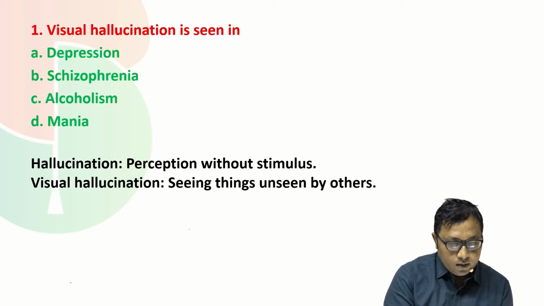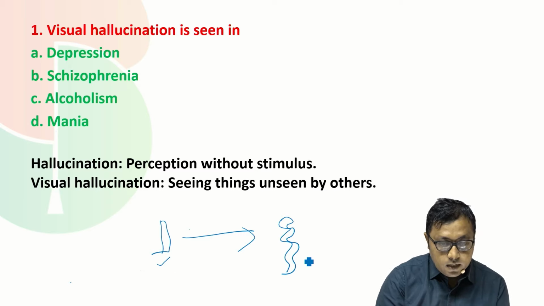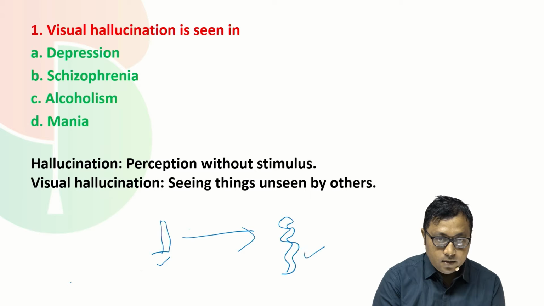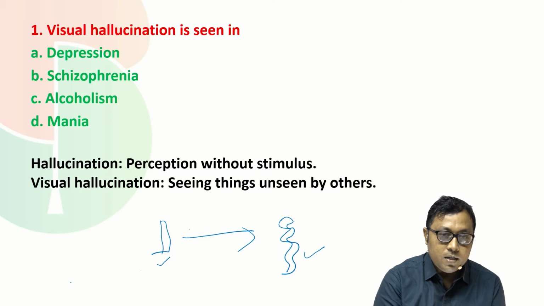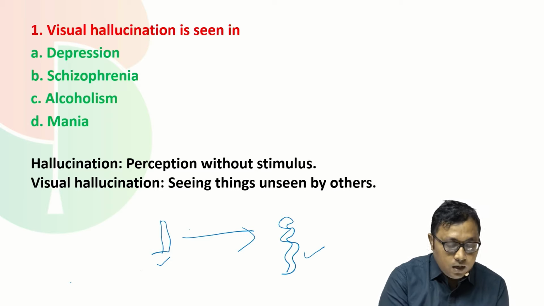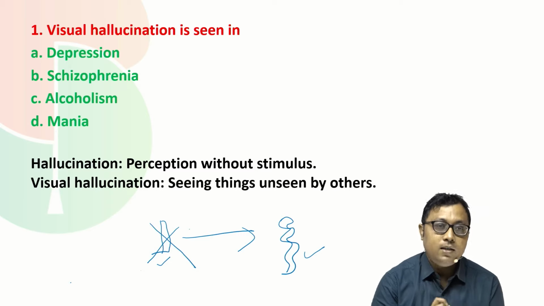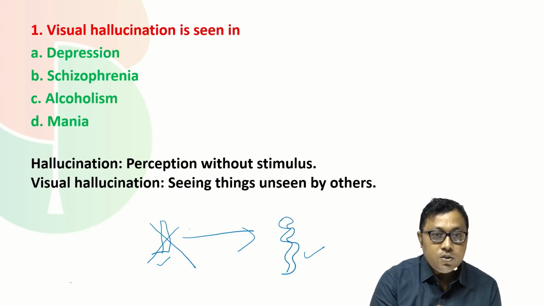So what is perception and what is stimulation? Suppose there is a stick and the person sees it as a snake. Then the stick is stimulus and the snake is perception. So if the person sees the stick as a snake, then there is perception and there is also stimulation, and by definition hallucination is perception without stimulus. So it is not hallucination. To call it hallucination, the stick should not be present. Even if there is no stick, the person sees it as a snake, so it is hallucination, and it is an example of visual hallucination, seeing things that are unseen by others.